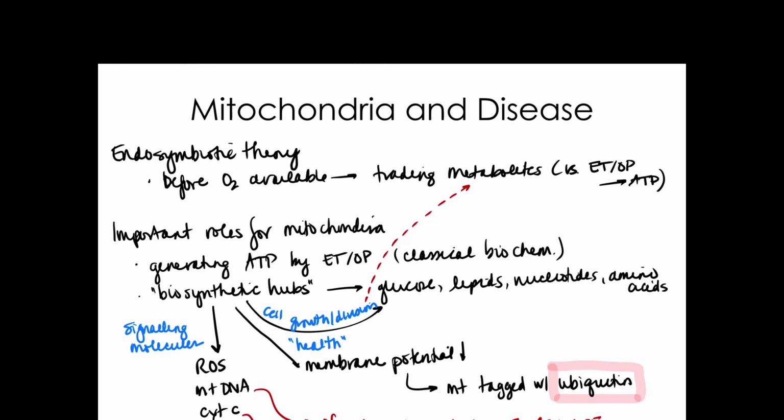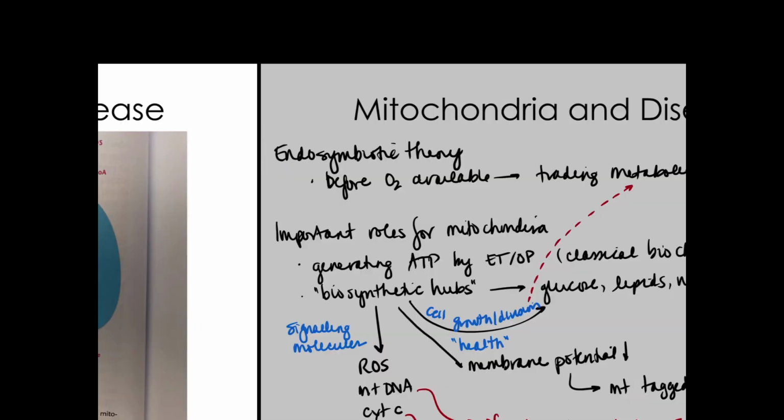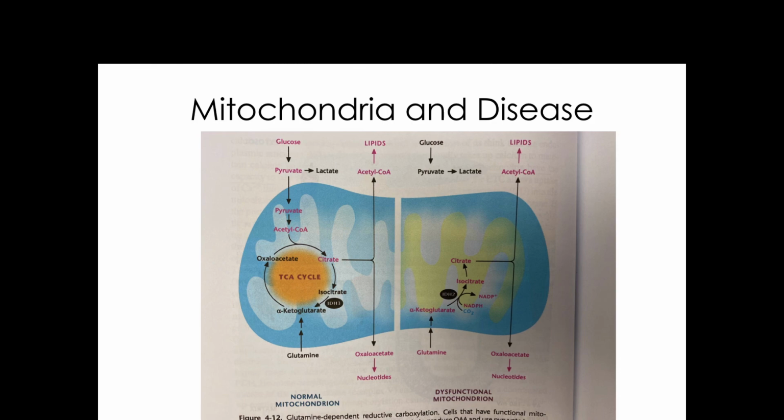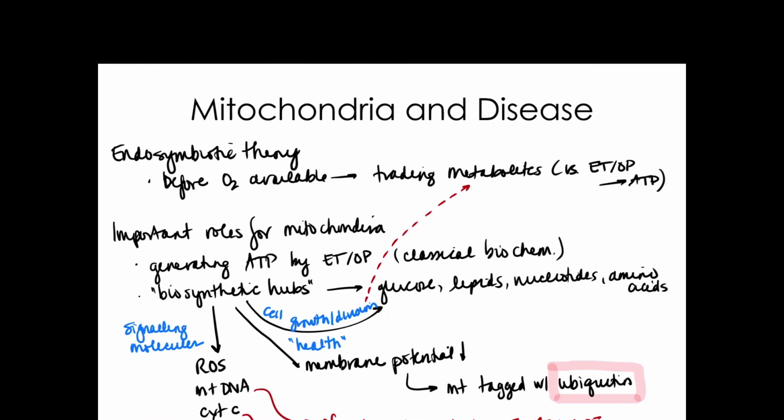So it was maybe less that these mitochondria were captured by early bacteria because they could do electron transport and oxidative phosphorylation to generate ATP. Maybe it was more the chemistry that was going on, an ability to trade metabolites. So again, less the electron transport and oxidative phosphorylation chemistry, but maybe more the citric acid cycle chemistry. Maybe it was these biosynthetic processes that were of advantage.